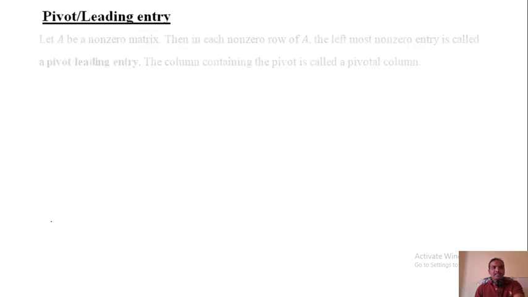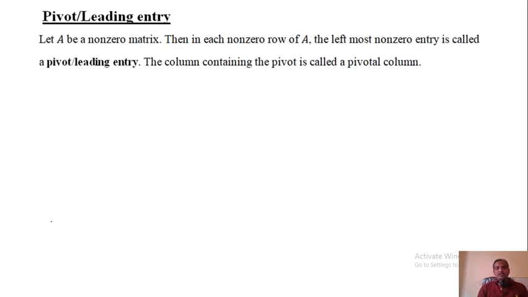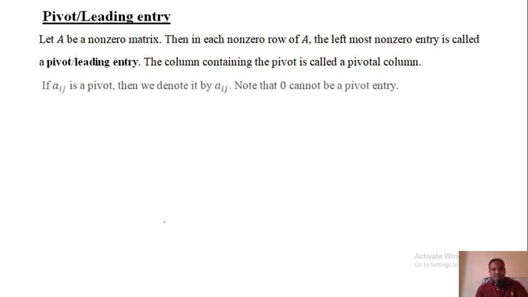Pivot or leading entry. Let A be a non-zero matrix. Then in each non-zero row of A, the leftmost non-zero entry is called a pivot or leading entry. The column containing the pivot is called a pivotal column. If Aij is a pivot, then we denote it by a box around Aij. Note that 0 cannot be a pivot entry.